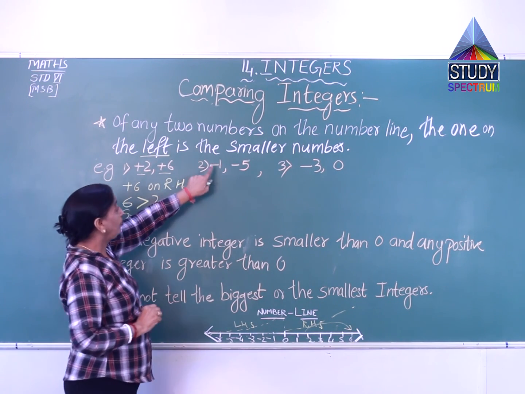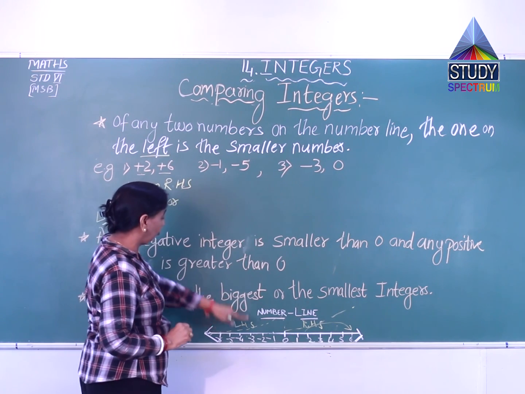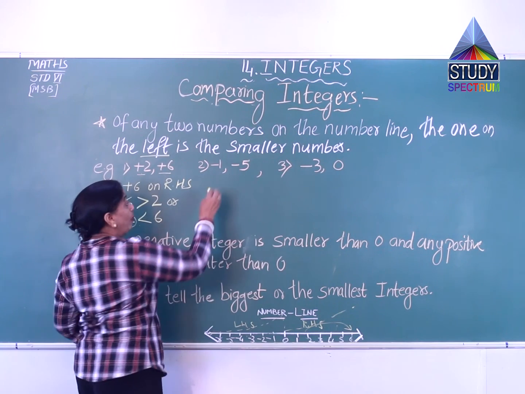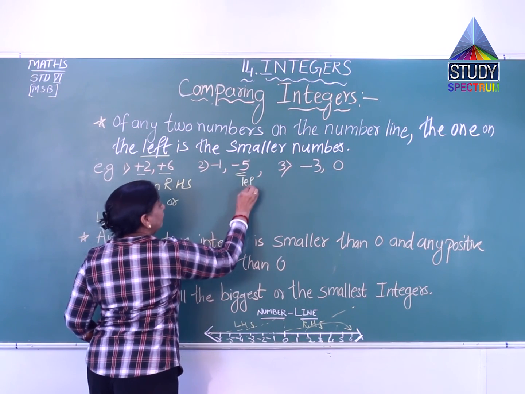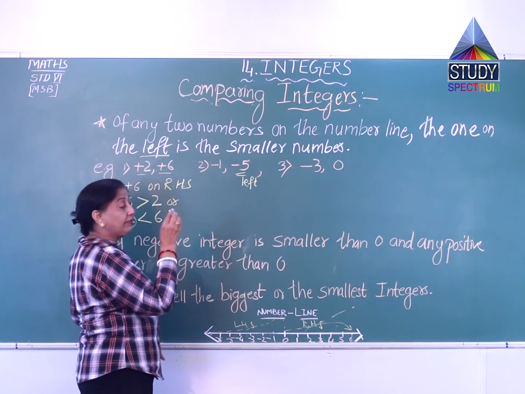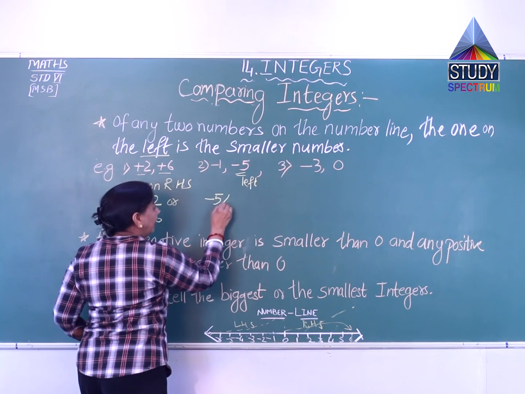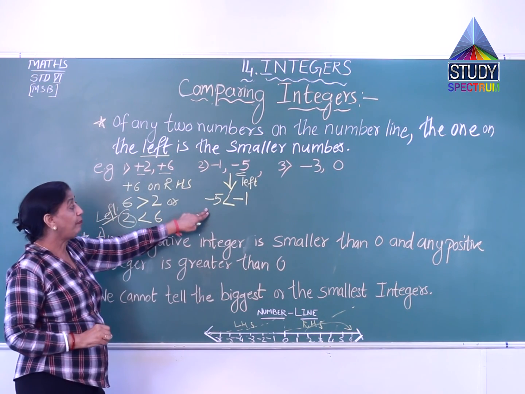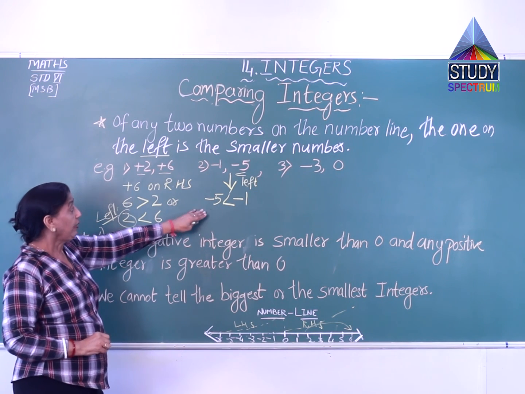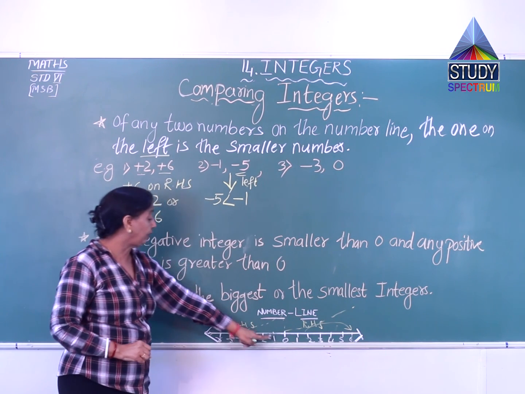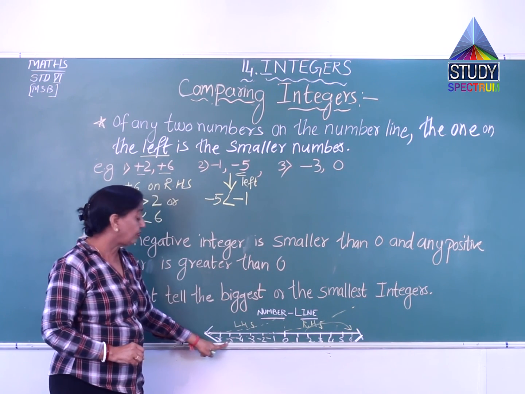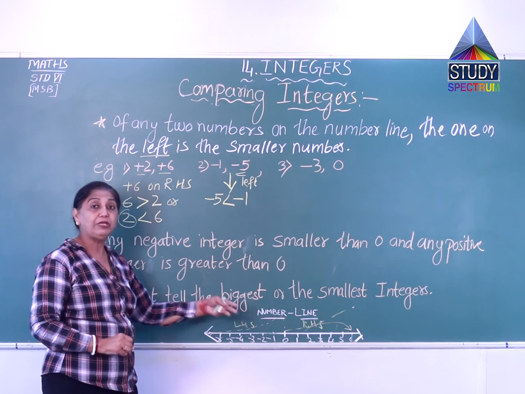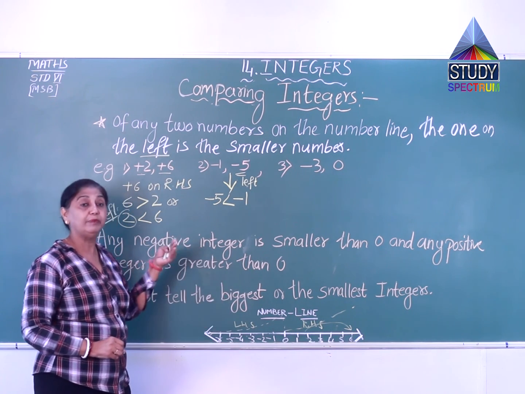Now here we have -1 and -5. Which is on the left hand side? -5 is on the left hand side. The left hand side number is less, so -5 is less than -1. This way you have to write. So you can compare the numbers. In the second example -1 is to the right and -5 is to the left. So the number which is on the left hand side is the smaller number.